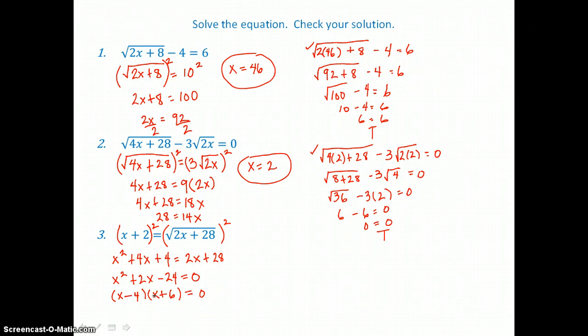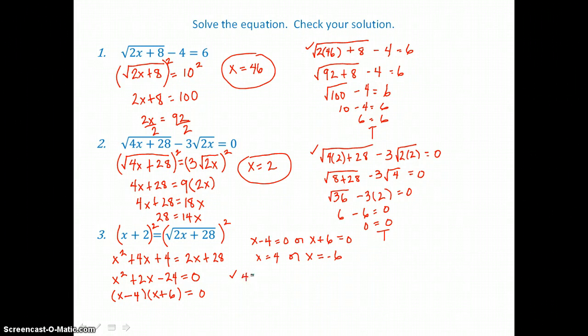And when I check, negative 4x plus positive 6x is positive 2x in the middle, and negative 4 times positive 6 is negative 24. So it's factored correctly, and now I can use the zero product property and set those factors equal to 0 and get my two solutions for x. So I'm finding that x could equal positive 4, or over here x could equal negative 6. But I need to check my solutions, so I'll first check positive 4.